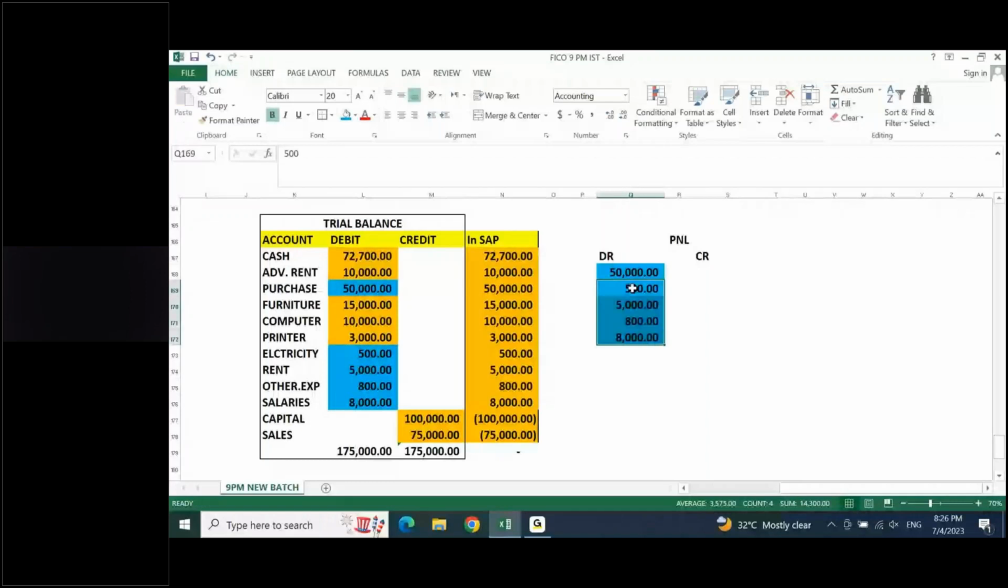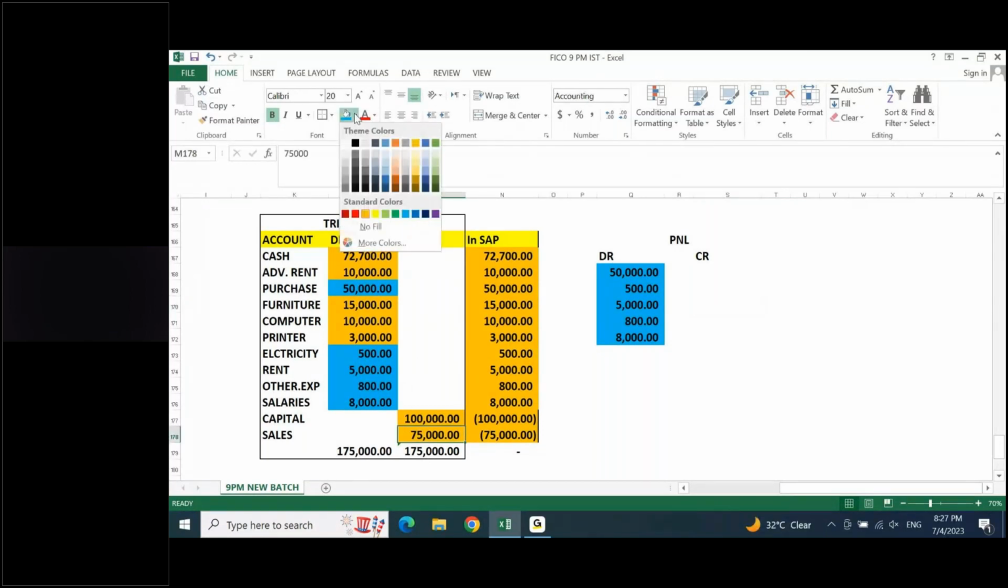Now on all my P&L credits, let me highlight with a different color. What are P&L credits? Sales. You have sales. For P&L credit, let me take green color. I'll take P&L credit on the credit side. Any other P&L credit, or that's it? That's it.